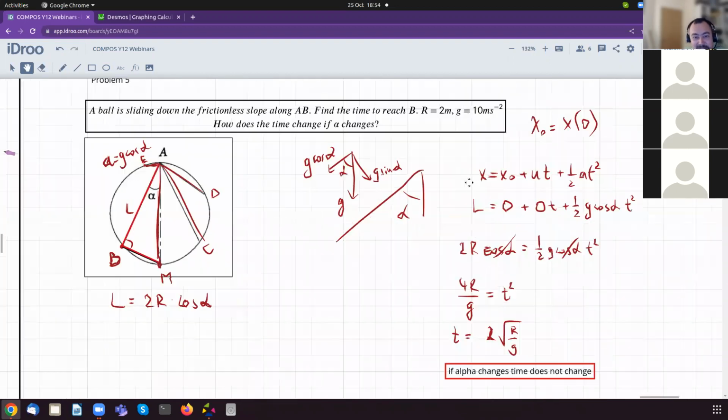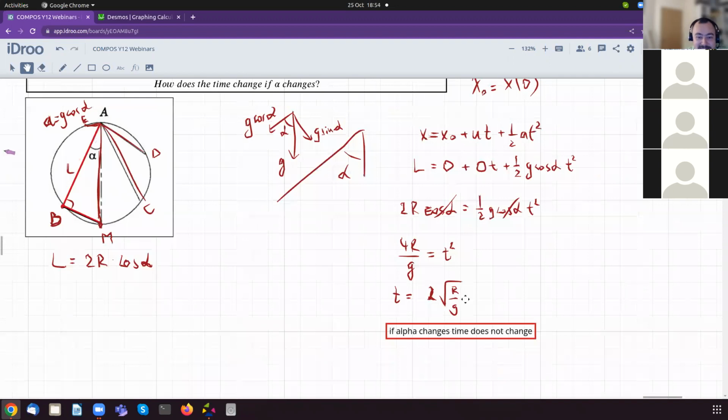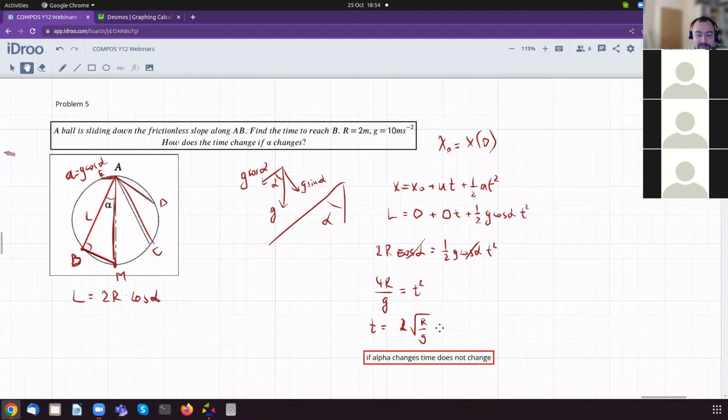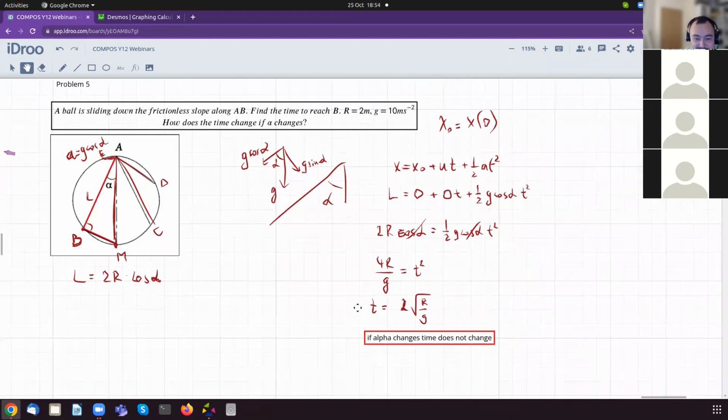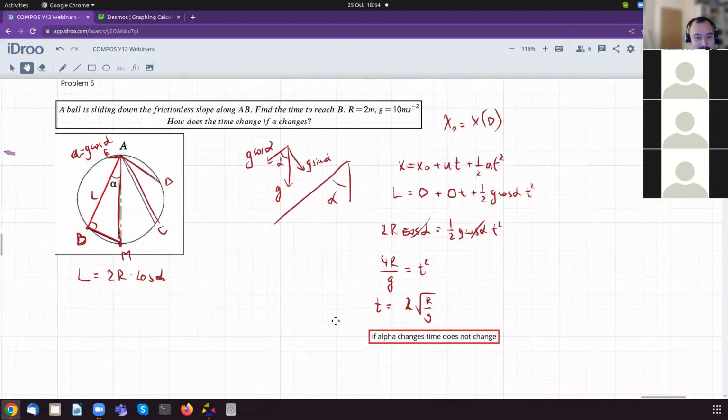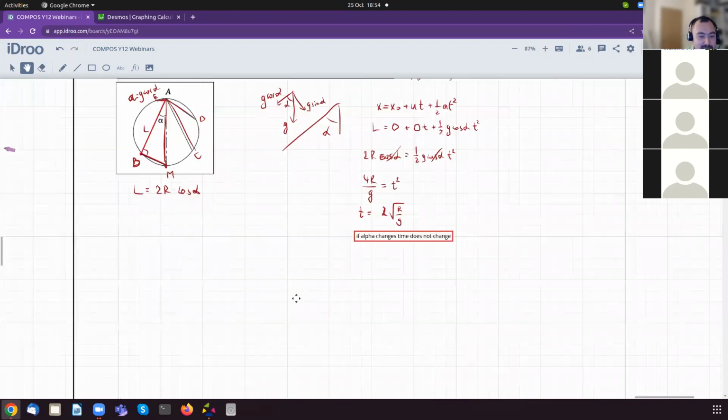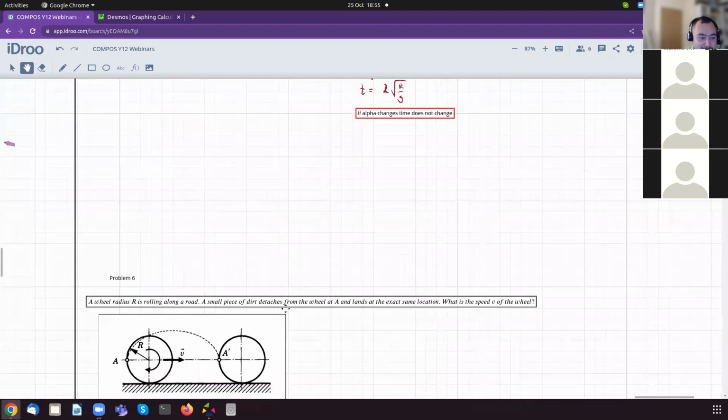So okay, r is 2 meters, so 2 divided by 10, 0.5, well, it's a numerical answer, but who cares about the numerical answer? I mean, you could find the answer here. 4 meters. Okay.